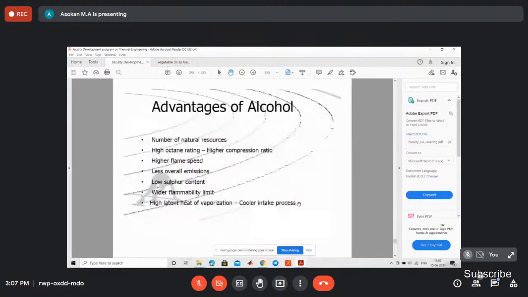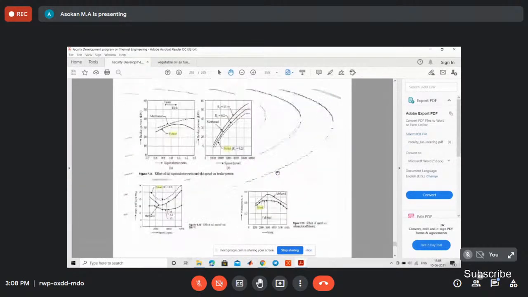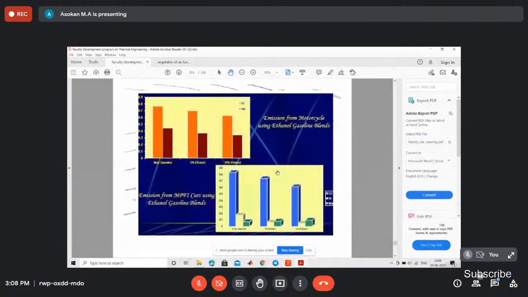I can show you some alcohols also, ethanol and methanol, which we can use as a fuel. See this one, this is a graph. See, neat gasoline, 5% ethanol and 10% ethanol. What is the CO? For neat gasoline, the CO is 0.78, right?